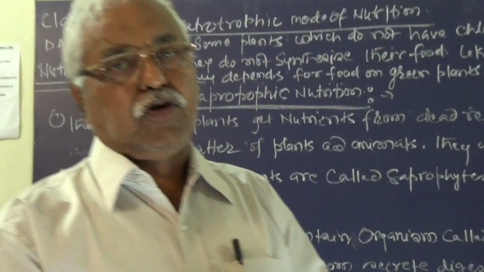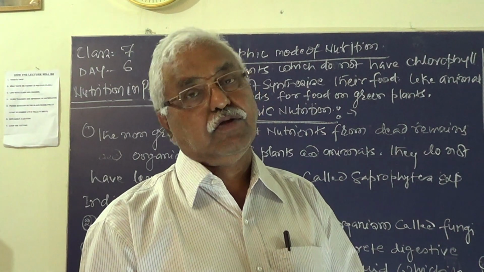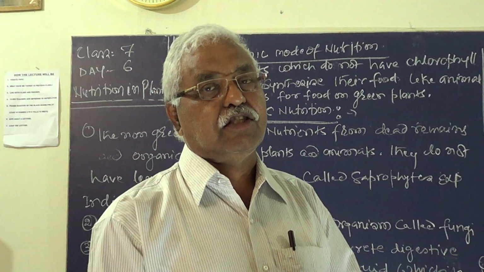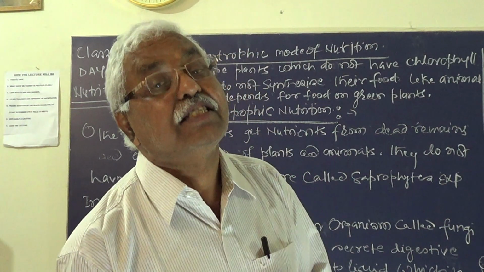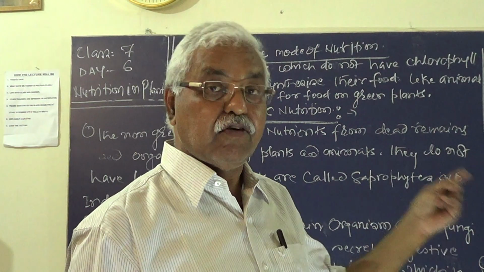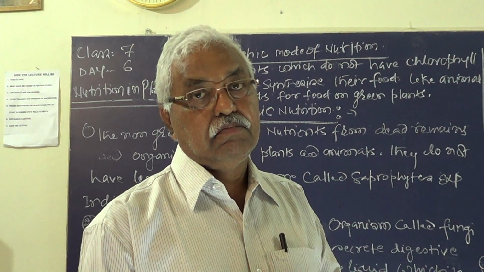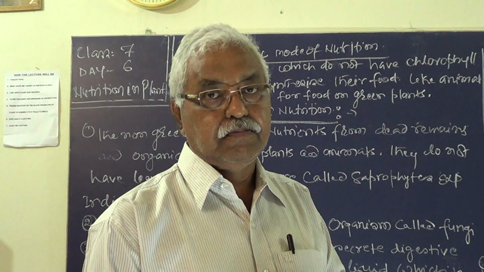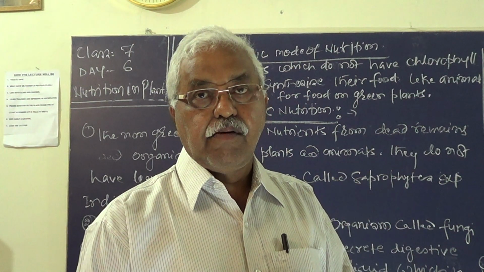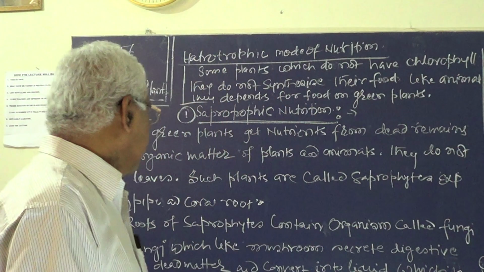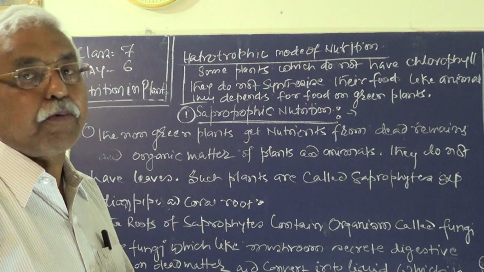In the case of saprotrophic nutrition, I told you the plants do not prepare their food by the process of photosynthesis. They do not have green leaves. Even they do not have a green stem. If they had, they would go for photosynthesis. They don't have chlorophyll, therefore they cannot prepare their food. Such plants depend upon other green plants for their food, and such plants are known as saprophytes.